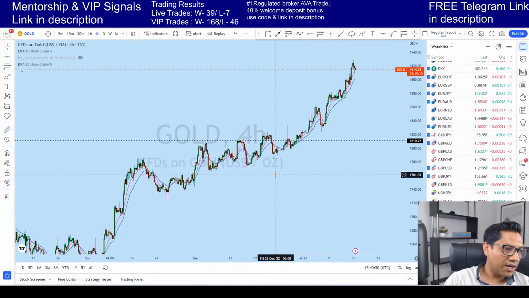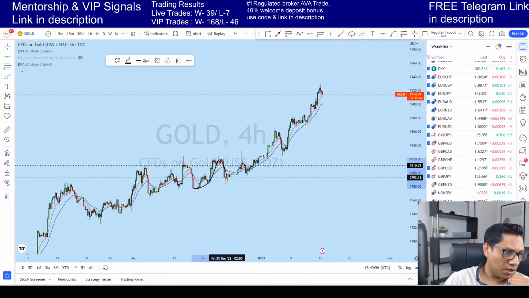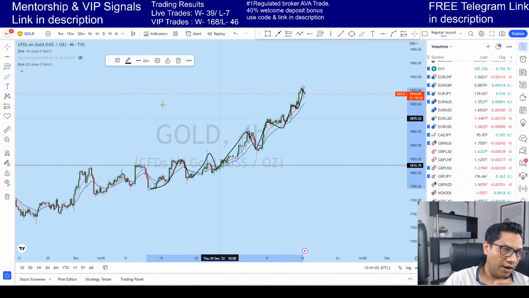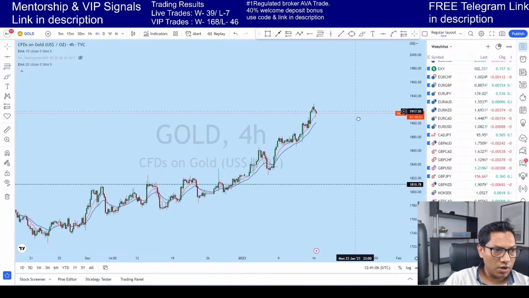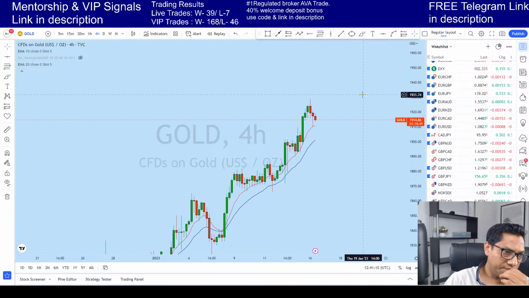Now this is the market structure on gold. See that impulse, correction, impulse, correction. This is basically a series of higher highs and higher lows, which is in fact a longer term bullish market structure. Now in what situation could we see a reversal? Let me tell you my possible scenario.